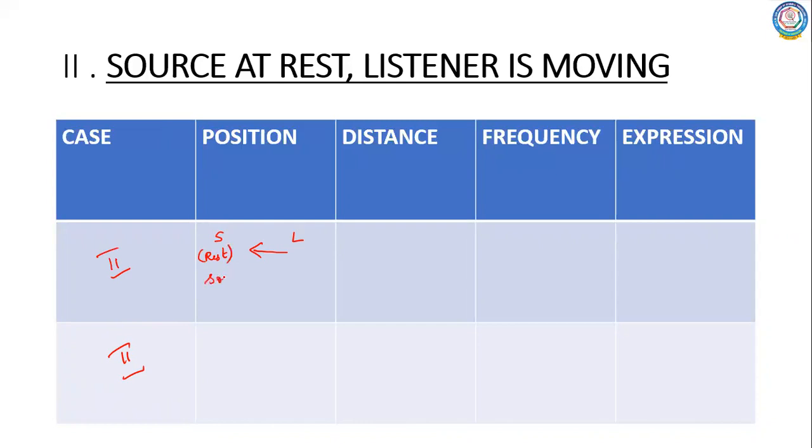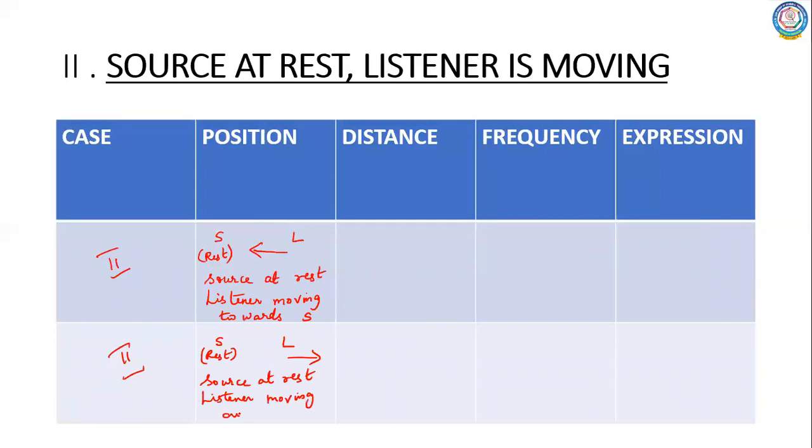Okay, so let me write here. Source at rest, listener moving towards the source. Okay, and second, again source is at rest. Now here listener is moving away from the source. So here I will write source at rest, listener moving away from source. Okay, so let me write the expression here.